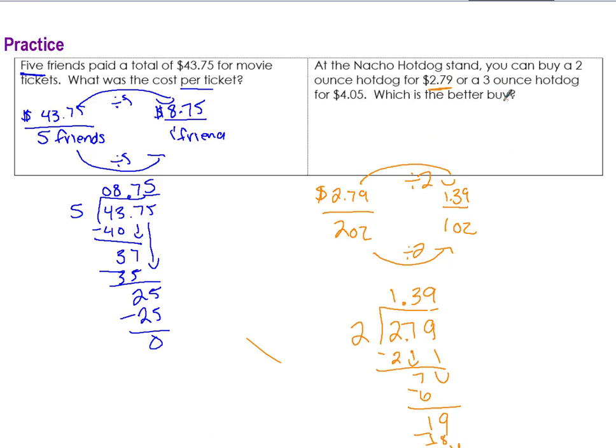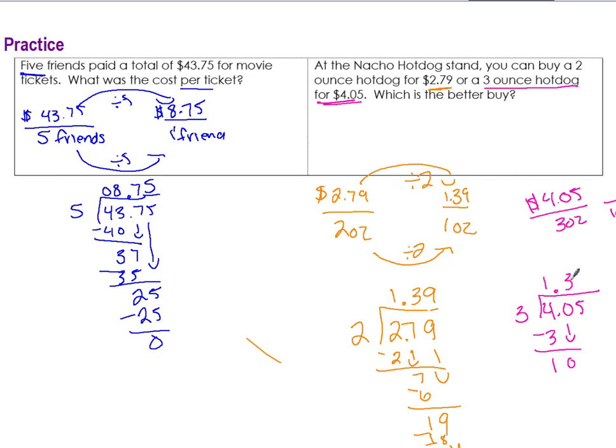I'm going to change colors so I don't get confused. Now I'm going to do the 3-ounce for $4.05. Don't forget your labels for 3-ounce. I want to know the cost per ounce. So now I divide $4.05. So 3 goes into 4, 1 time. 1 times 3 is 3. I'm left with 1. Bring down the 0. 3 goes into 10 3 times, because 3 times 3 is 9. I'm left with 1. Bring down the 5. 3 goes into 15 5 times. 5 times 3 is 15, to the 0. So the cost here is $1.35.